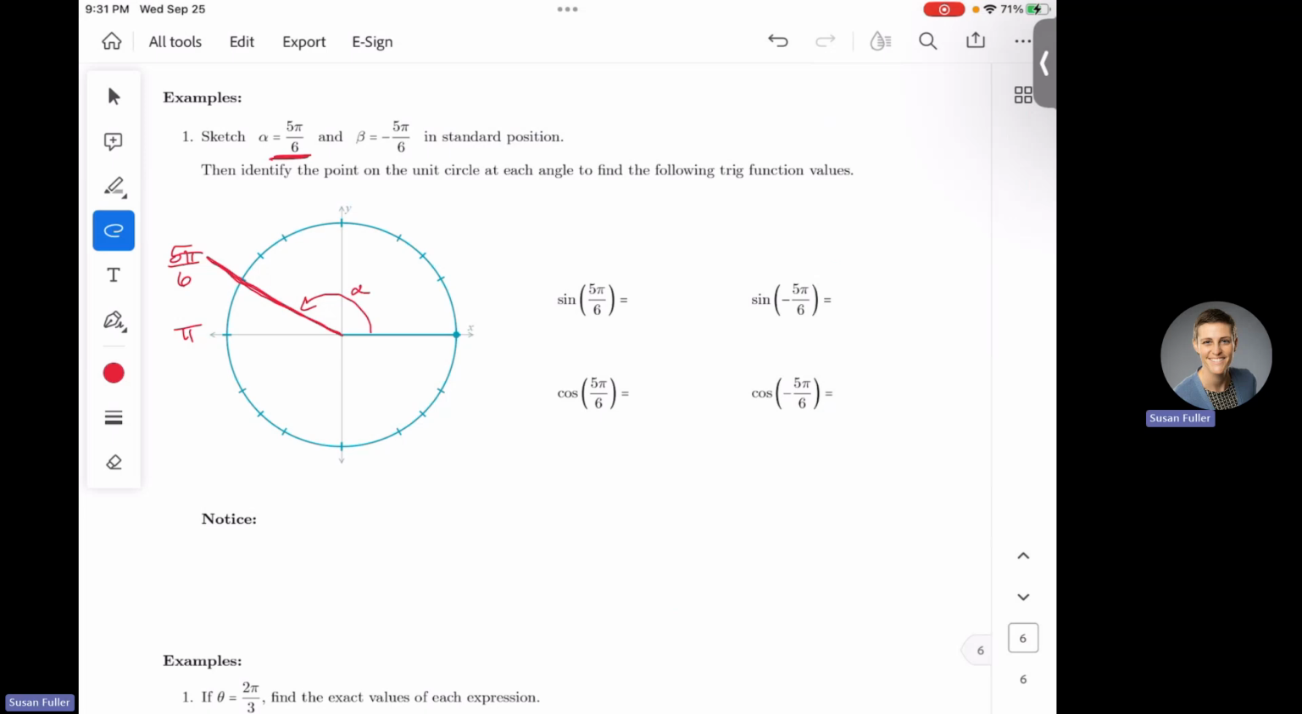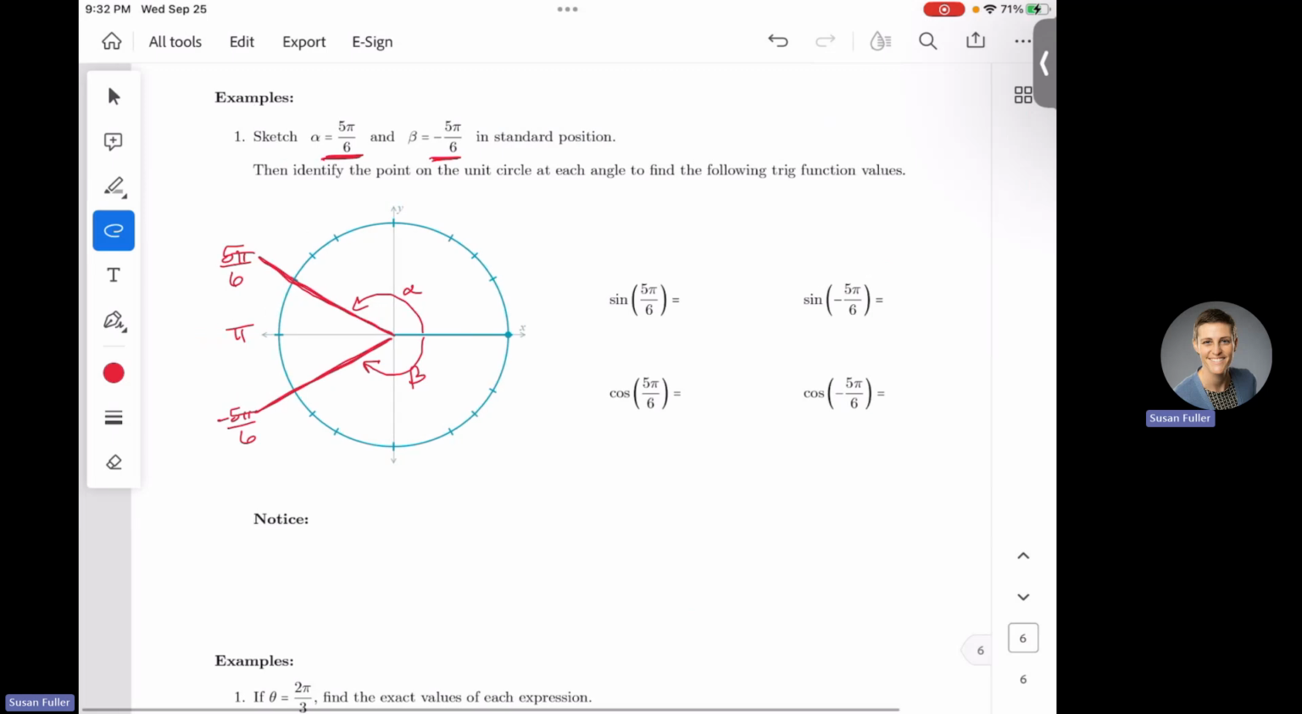And I called that alpha. And we also want to sketch beta, which is negative 5 pi over 6. Negative 5 pi over 6 is going to start at the same place and rotate negatively through the same amount. And it's going to give me the reflection down here, right? Because that's what negative angles do, is it turns everything upside down. So negative 5 pi over 6 is going to be down here.